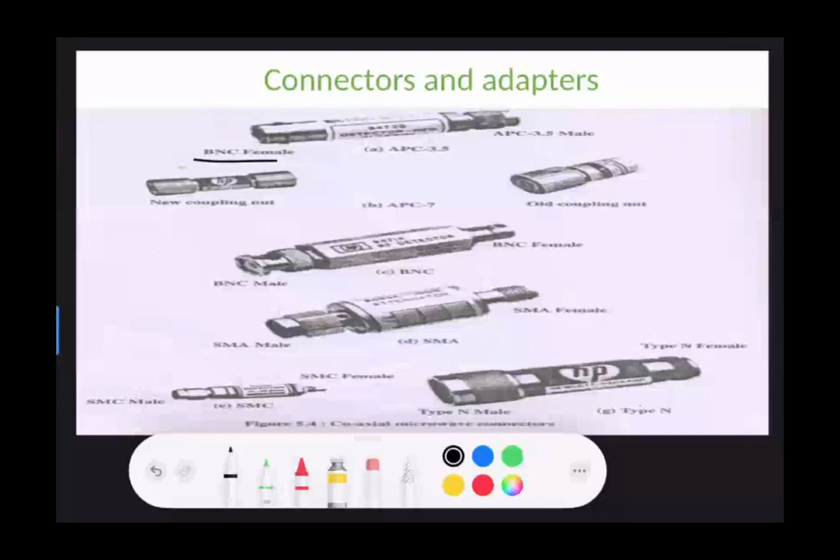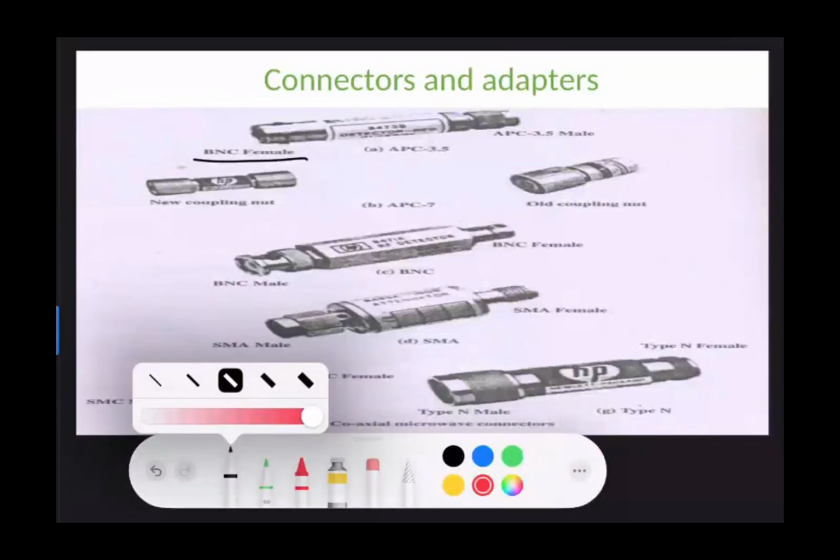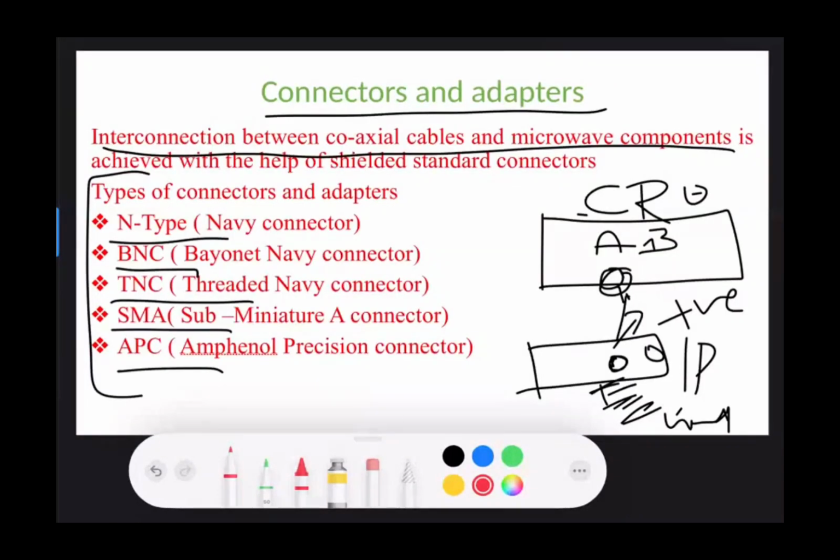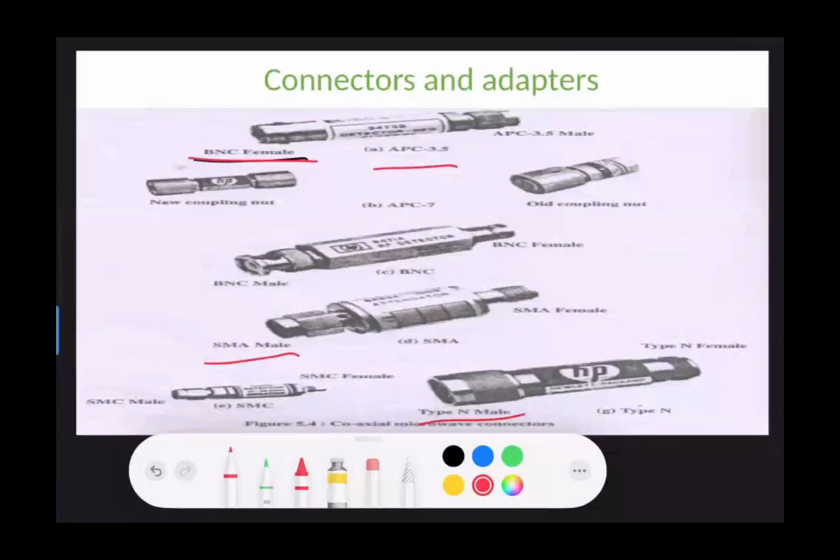Here you can see this is the BNC type of connector. Let me change the color. BNC connector, and this is the amphenol precision connector. This is the SMA connector, and this is the N type of connector. Okay. So let us now understand what they are, why they are called by different names, and what are the various properties. Coming to the first type of connector, which is the N type of connector, the navy connector.